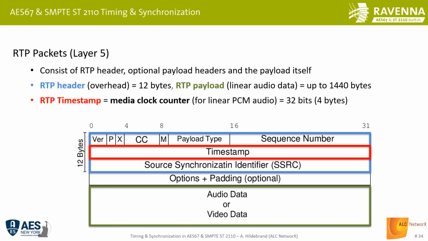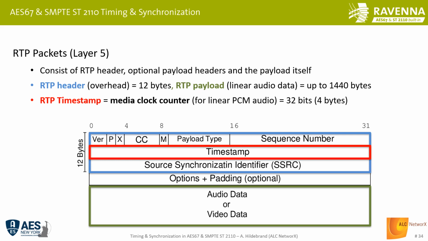So now, if you look a bit closer at the RTP header, there's a timestamp field right here. That timestamp field is 32 bits wide, and it's not carrying time data in terms of absolute time of day. It is carrying a media clock counter when used with linear PCM audio, and that's what we're talking about here, right? So when we are transporting linear PCM audio, this timestamp indicates at which media clock counter a particular sample has been ingested.